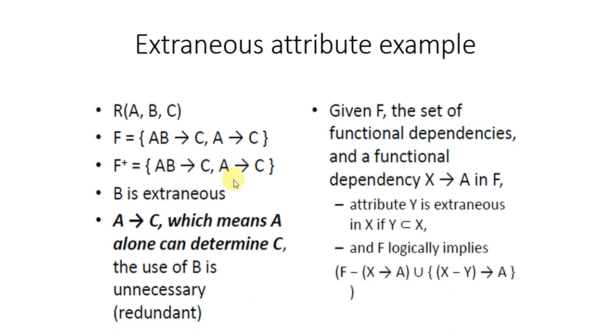And given F, the set of functional dependencies, and a functional dependency X to A in F, this is the algorithm. Here Y is a subset of X, so here B is a subset of AB. We remove this functional dependency from the set, and we add a functional dependency like X minus Y, that is AB minus B. So we'll get A to C alone. This is the functional dependency here, so we can remove B from the set.